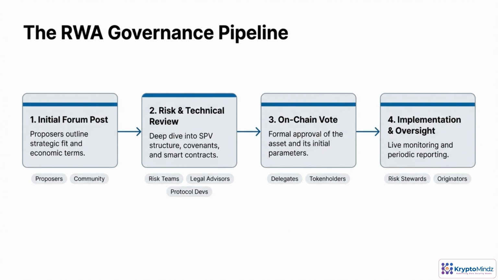An RWA doesn't go straight from idea to live pool. It moves through a governance pipeline. First, someone pitches the strategic fit and basic economics, and the community pushes back or refines the idea. Next, risk and legal specialists tear it apart: SPV structure, covenants, collateral, smart contracts. If that passes, token holders vote on whether the protocol should take this risk at all. Only after approval do originators and risk stewards actually deploy, monitor, and report on the asset.